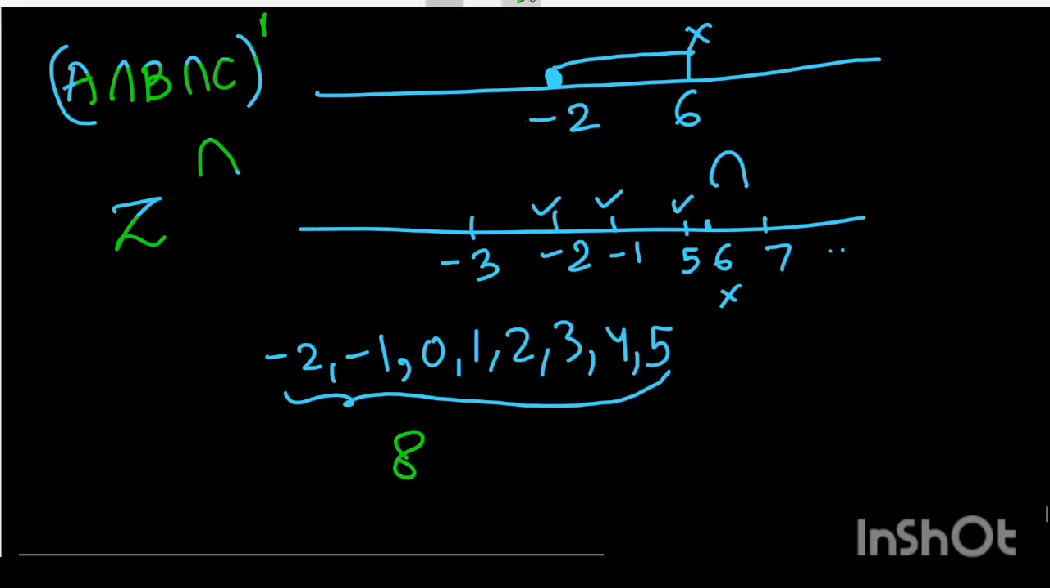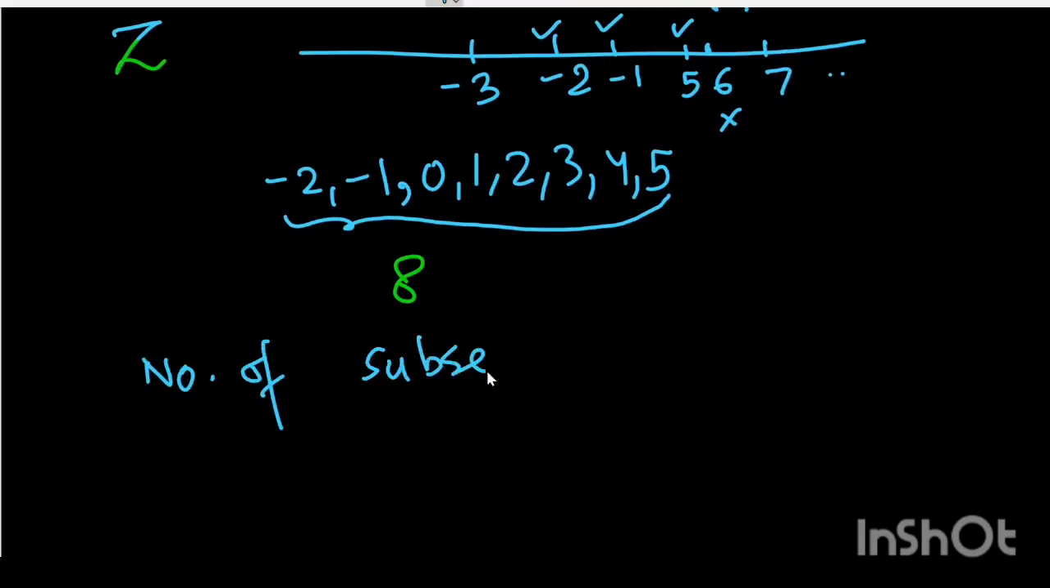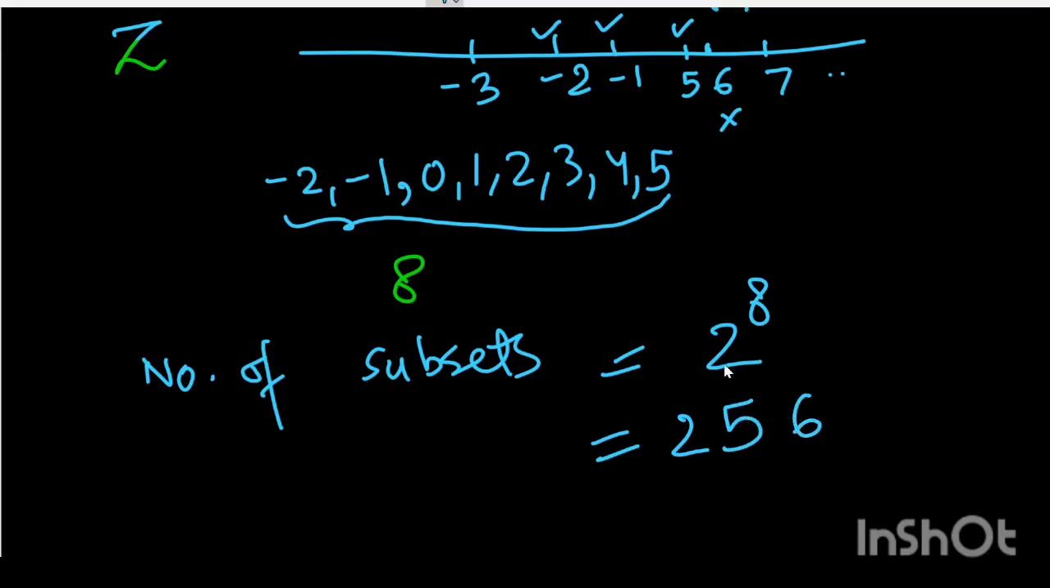Now they are asking, next is number of subsets. So number of subsets means 2 to the power 8, okay, which is 256. So that's the answer.